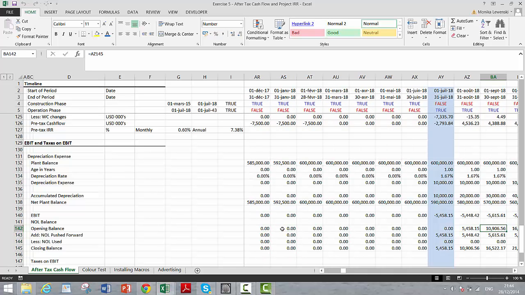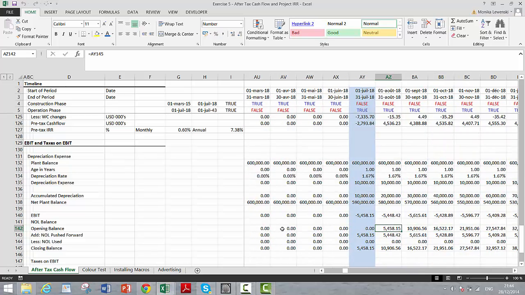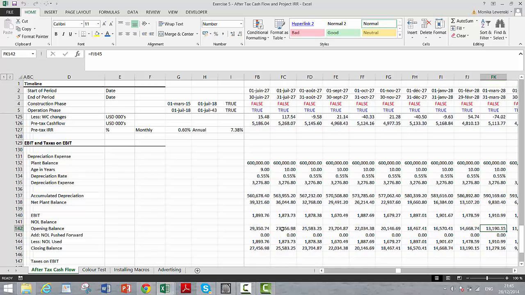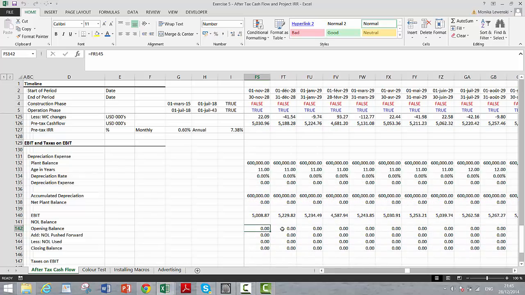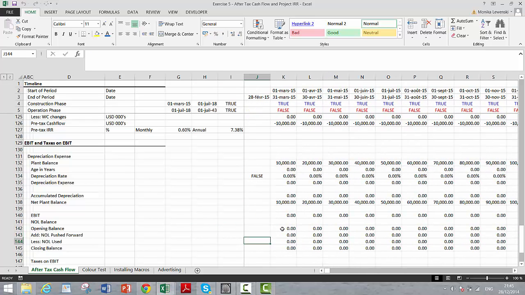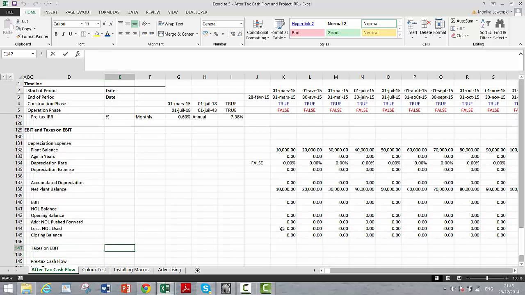Some people say don't use this positive number convention, but we pushed it forward. Come on, it's finally coming. Finally. It took a long time to get rid of this. Okay, and then for the taxes on the EBIT, we can put a tax rate.